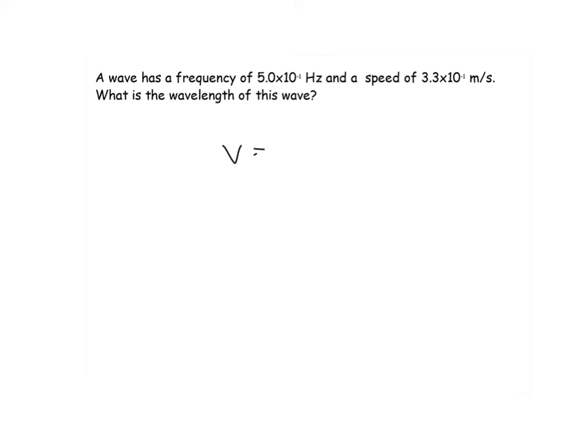So we have v is equal to f lambda. The wavelength is lambda, so lambda is equal to the speed divided by the frequency. So my speed is 3.3 times 10 to the negative 1 divided by my frequency, and I get a wavelength of 0.66 meters.